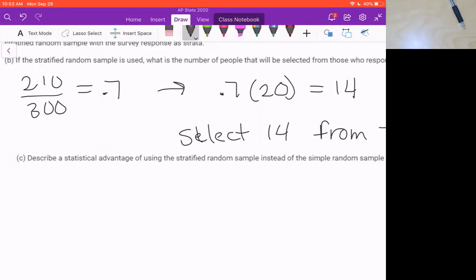So I know that my sample, based on how they told us to set it up here, is going to have 70% of people who said yes the first time, and 30% that said no, just like in the original population. So my sample is going to mimic the population. It's going to have the same proportions of yes and no as my population.